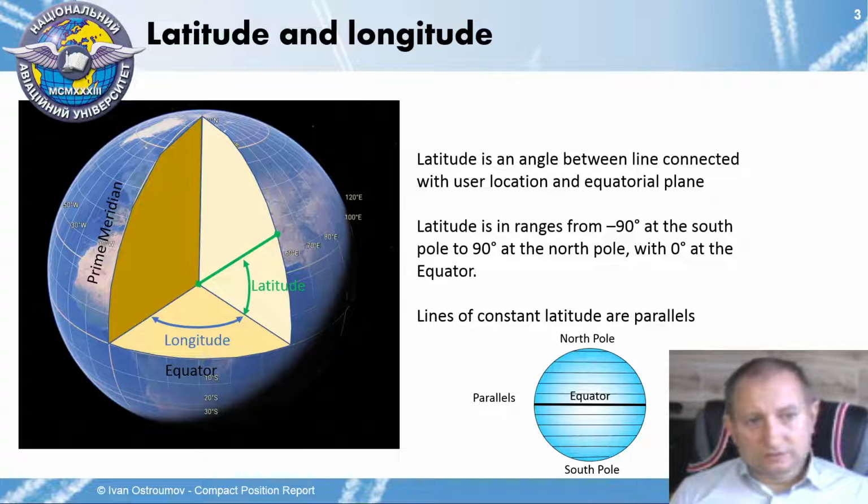Lines of constant latitude give us parallels. Thus, parallels will be lines of constant latitude, and in 3D space these lines will be represented as circles, because these circles are like a result of cutting our Earth parallel to the equatorial plane. Thus, latitude gives us parallels.